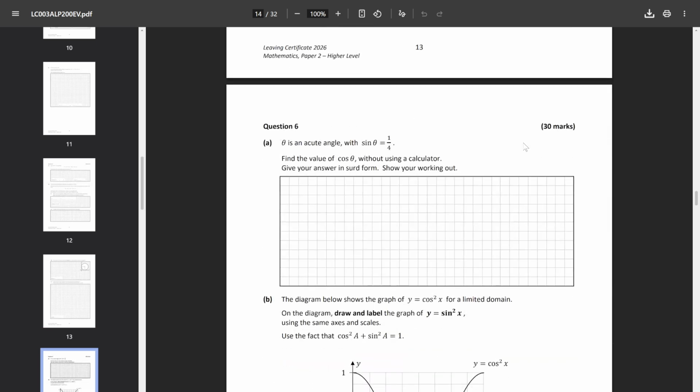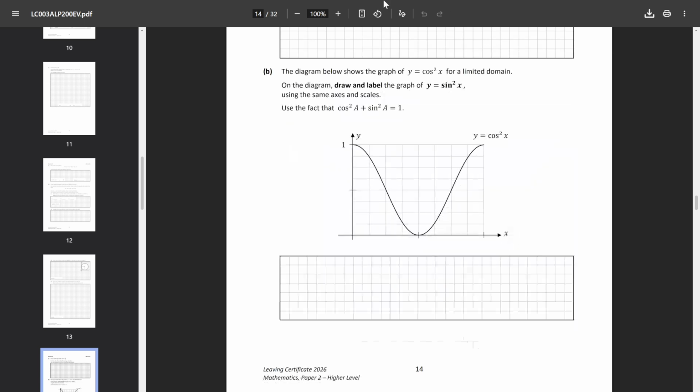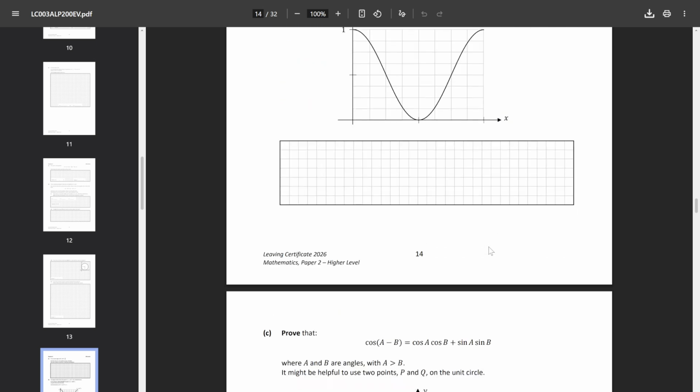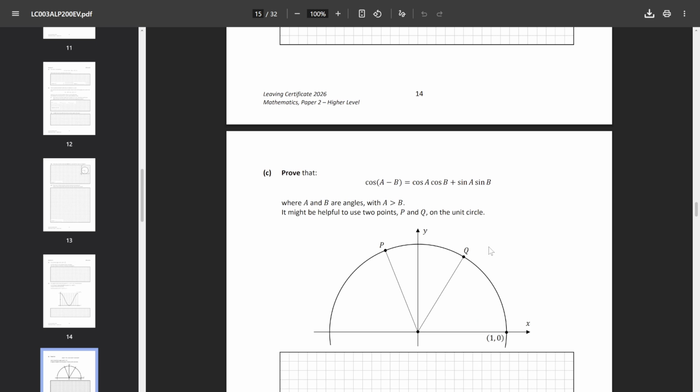Question 6. Theta is acute, sine theta equals a quarter, and we need cos theta. Really nice question. You just set up a right angle triangle. And then we're given the graph of cos squared and to draw sine squared, again, this hint was really, really useful. The fact that cosine squared a plus sine squared a is equal to 1. Of course, you can make all the points that just add up to 1. That was pretty straightforward. And then a mandatory trig proof, which they actually gave the diagram for, which was pretty handy.